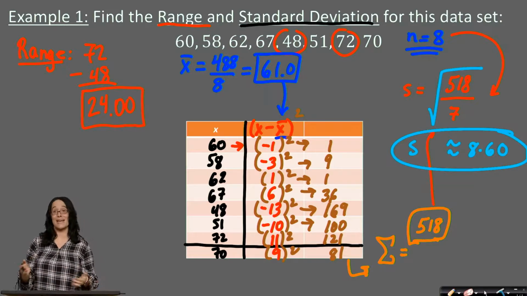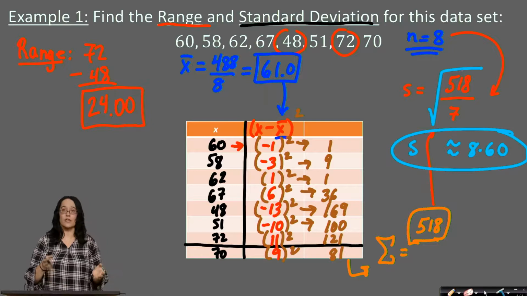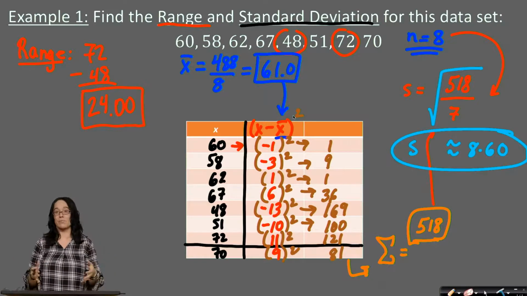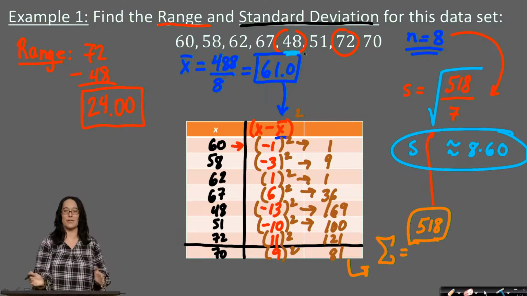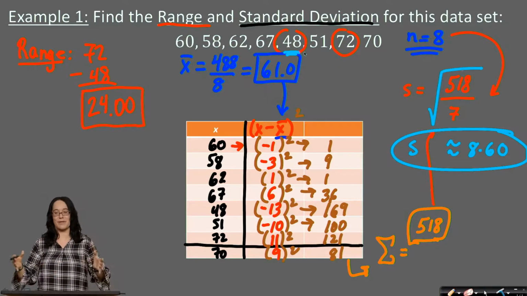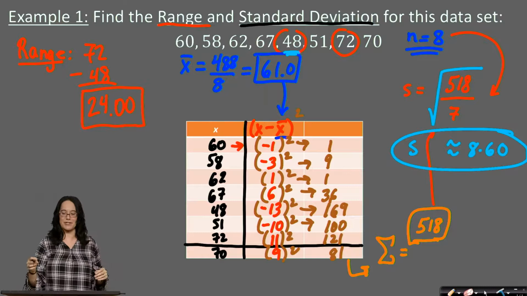Hopefully, yes. And so what that is saying is that on average, your test scores will be as far apart as 8.60 from the mean of 61. So they're not going to be more than that typically, more than that distance away. Okay, so they're pretty close together. This would be a very nice situation if I was giving a test. The only thing that's not so nice is that they're a little bit on the lower end.